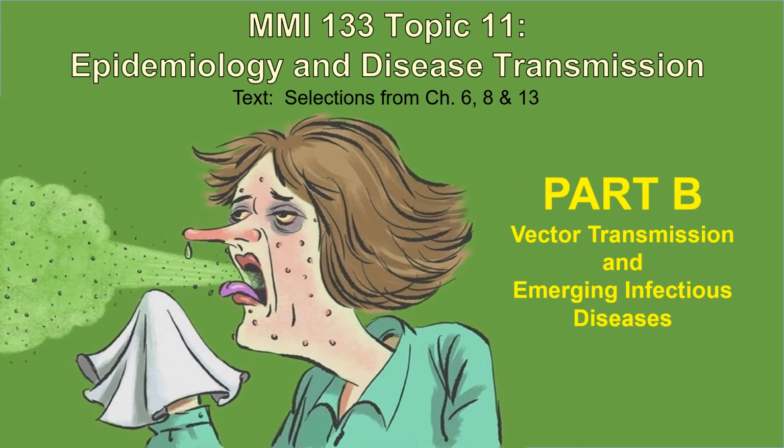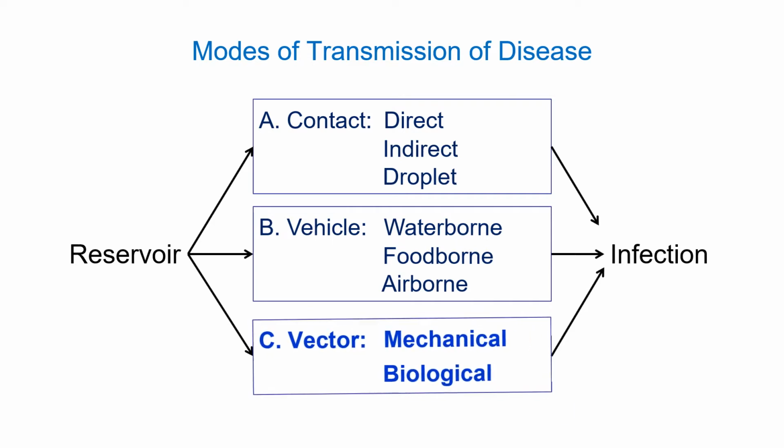MMI Topic 11, Epidemiology and Disease Transmission, Part B, Vector Transmission and Emerging Infectious Diseases. So from Part A, we were talking about disease reservoirs and disease transmission, how we get from the reservoir to infection, and we talked about contact transmission, and we talked about vehicle transmission. Now we're going to talk about vector transmission.